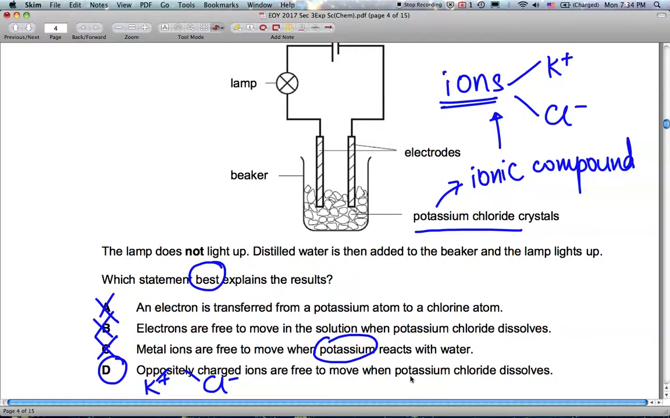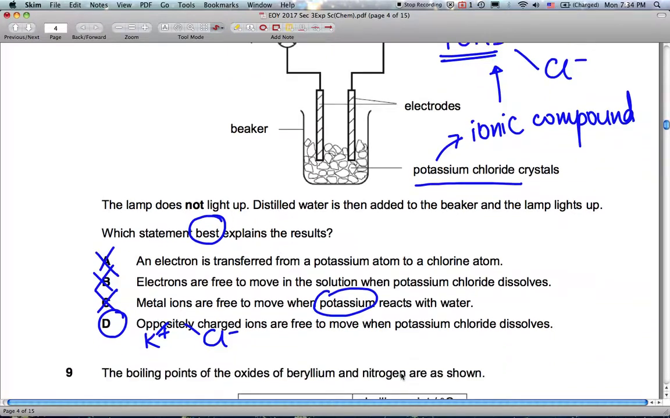So that's where the giant ionic lattice structure is broken down and the ions are freely moving. Okay, so our answer is D in this case.